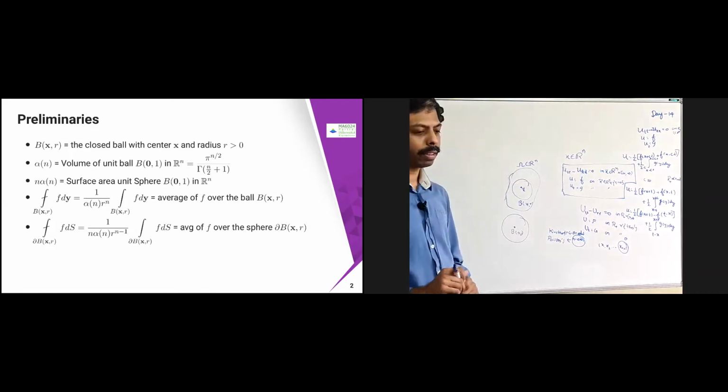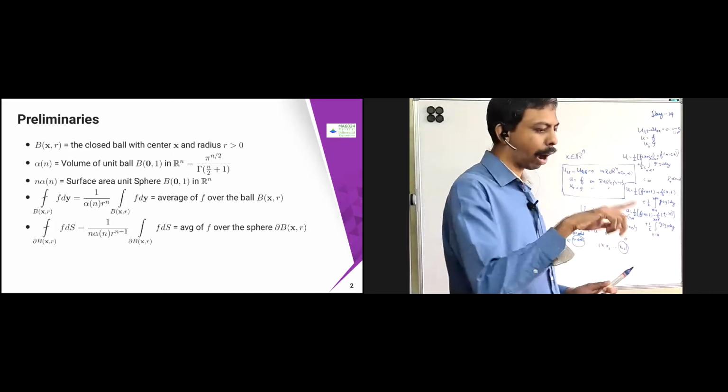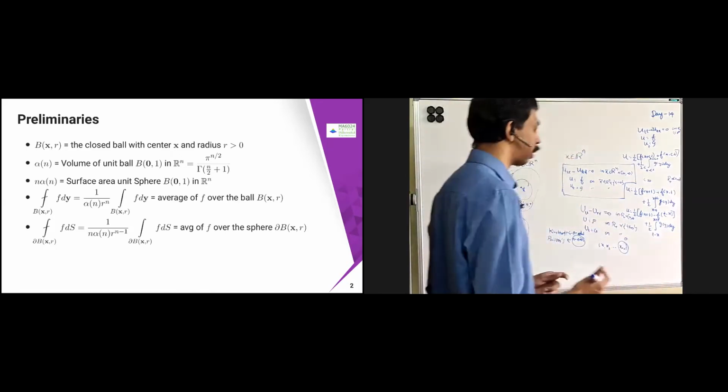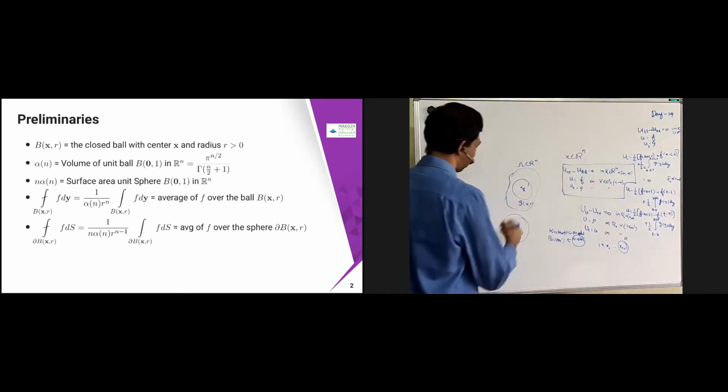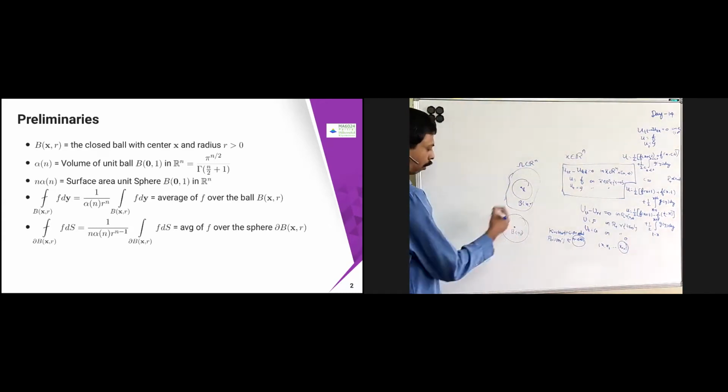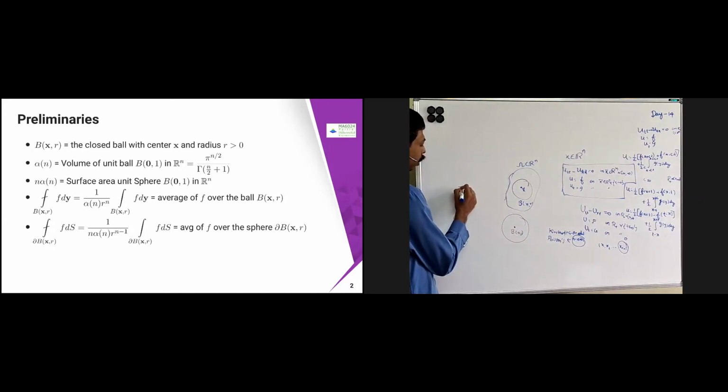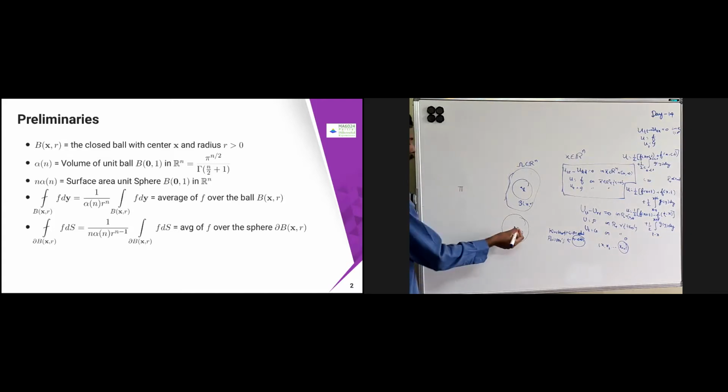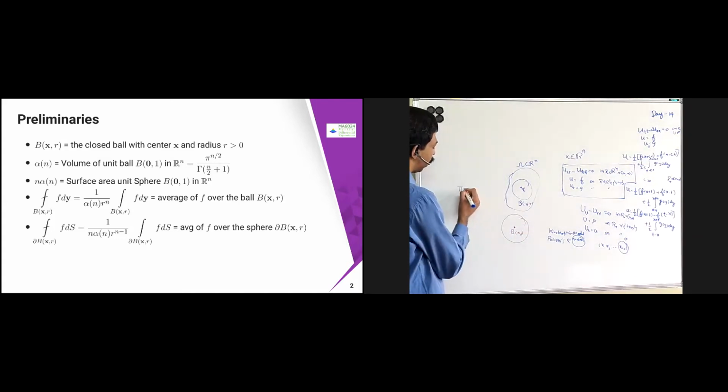Okay, now I'm just taking a ball in 2 dimensions. In 2 dimensions, what is the volume? Volume means here what will be that? It is called the area. What is the area? Area is nothing but pi. Or if you just say V of x comma r, that is going to become pi r square.